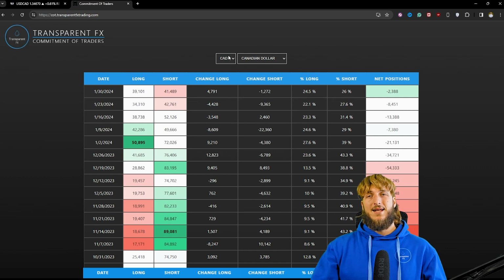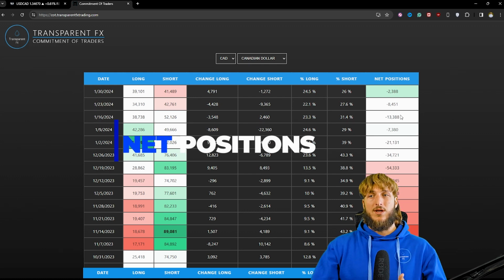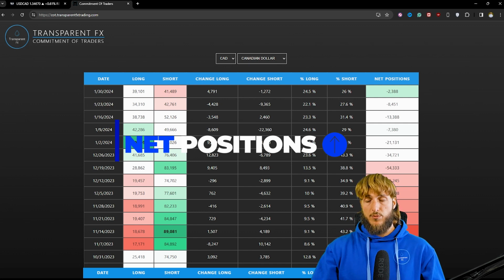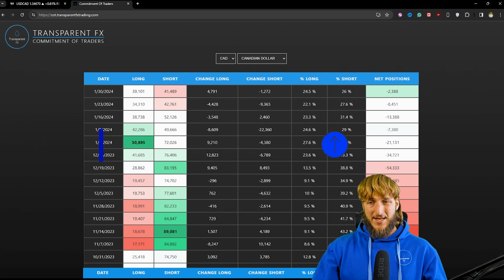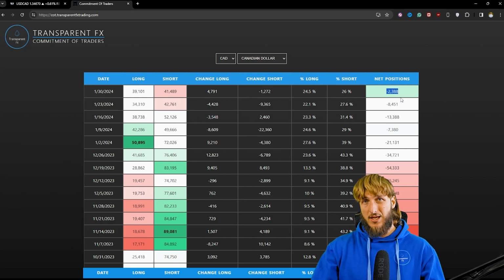Now, first of all, let's check the data for the CAD. What we can see here is that with the last reports in the long run, net positions have continued to increase from an institutional perspective. We went from having minus 70.4k net positions all the way up to minus 2.3k net positions.